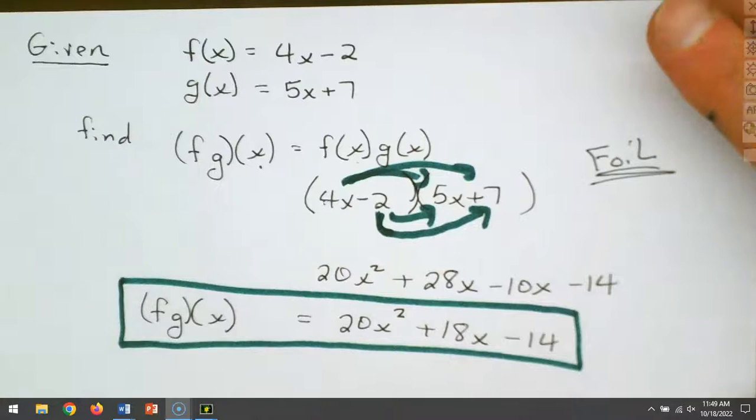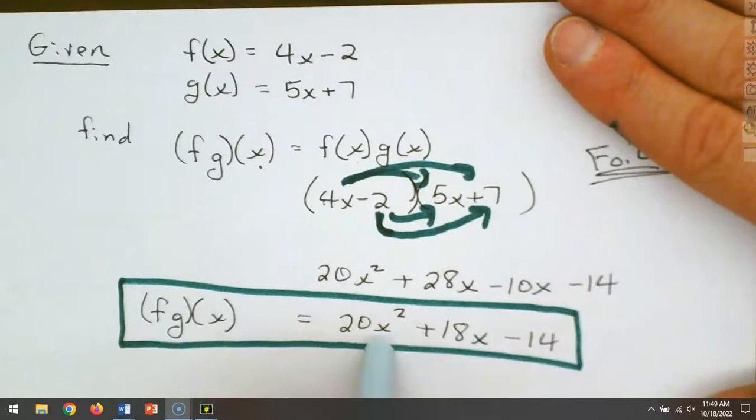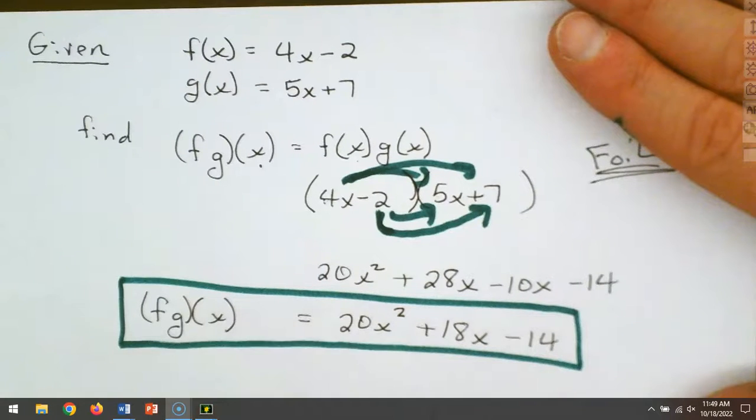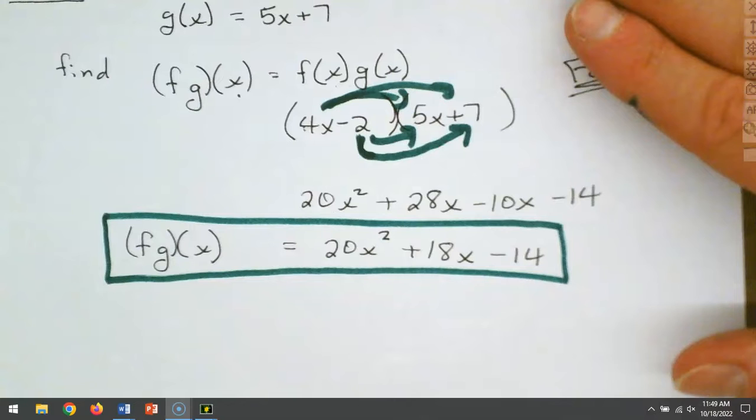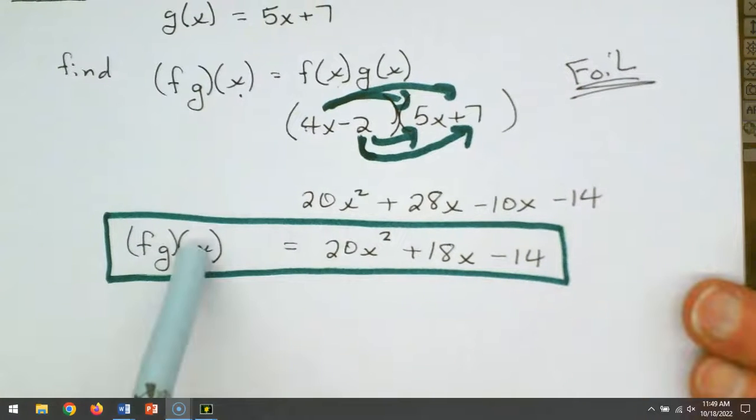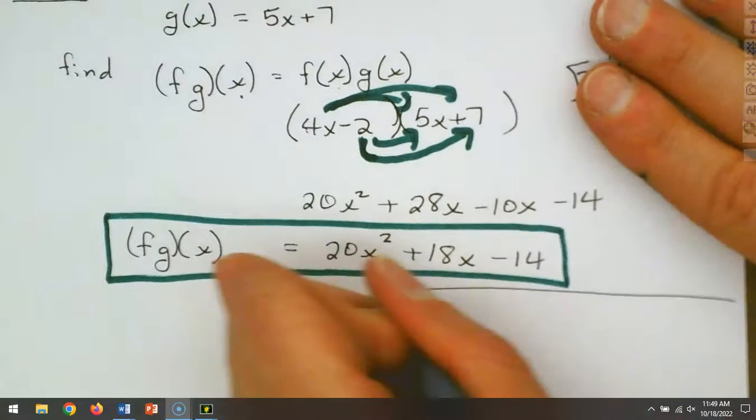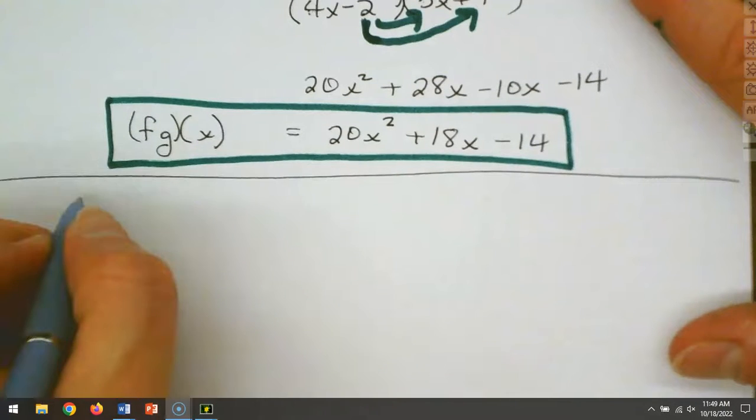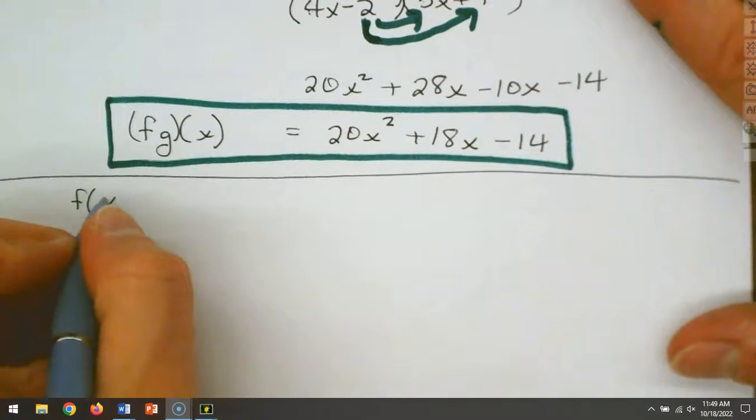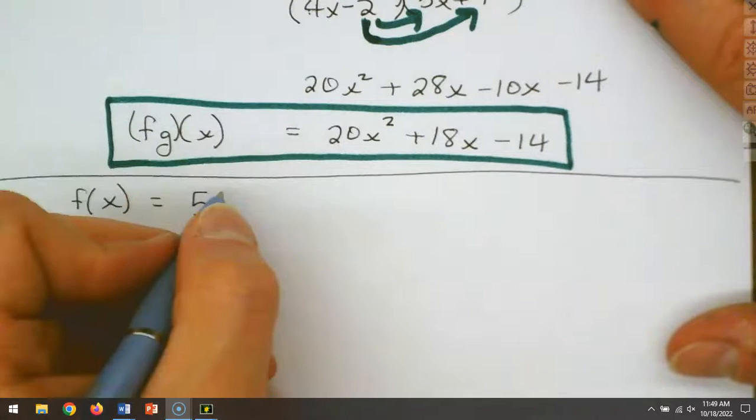Yep, and that's your answer. Variable in, variable out, right? That's the way you remember. You mean if there would have been a number in here? Then we would plug it in. We'll do another example. Let's do one with a number. How about just with a number?